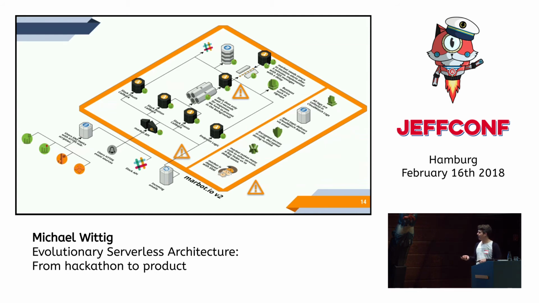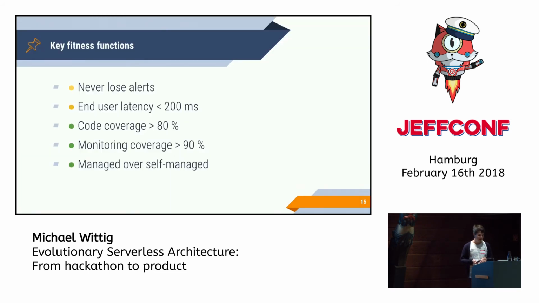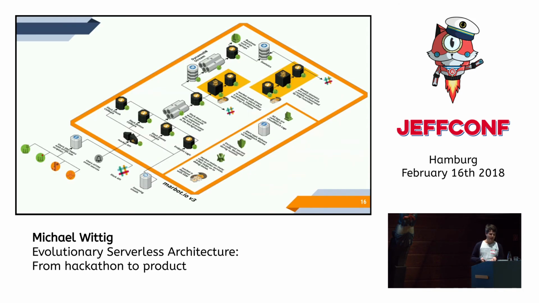Another problem was that still not everything was moved through Kinesis, so we still had high latency for some of our actions. When we reevaluate the key fitness functions, the situation improved a little bit, because for most of the calls we improved end-user latency by adding Kinesis, but still it's not perfect. In some situations we are still slower than 200 milliseconds. So let's look at how the architecture looks today.